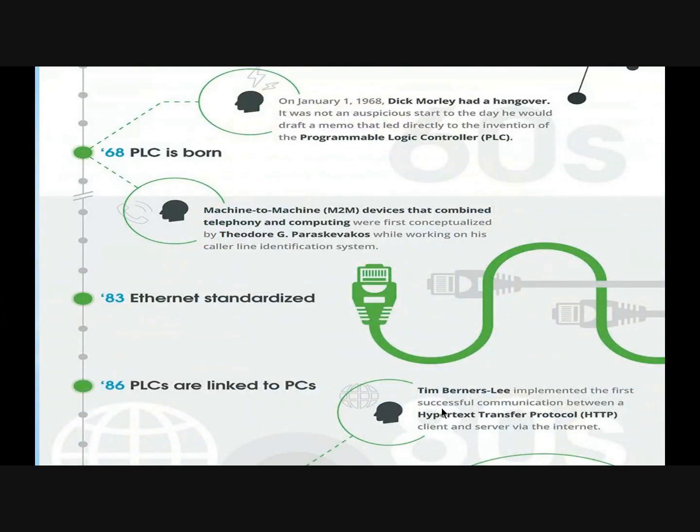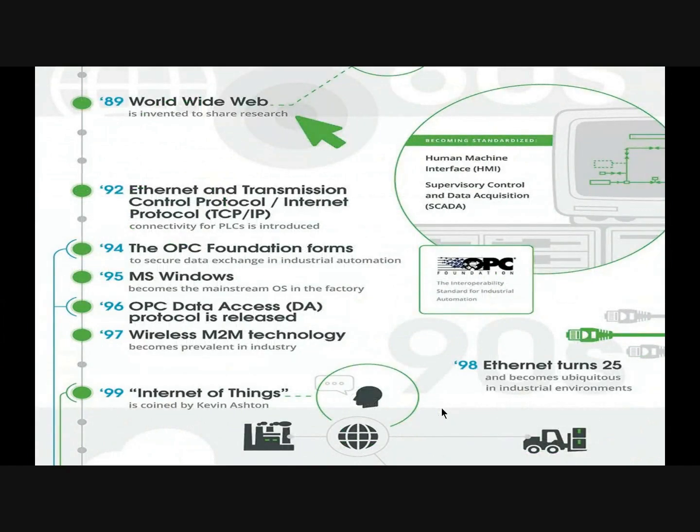Okay. Then we have a look at the history of IIoT. This is called the timeline of the Industrial Internet of Things. Okay. First thing, in the year 1968, PLC was born. Okay. And in the year 1983, Ethernet was standardized. In the year 1986, PLCs were linked to PCs. Okay. And in the year 1989, the World Wide Web came into effect. In the year 1992, Ethernet and Transmission Control Protocol, or Internet Protocol, TCP/IP, connectivity was introduced.